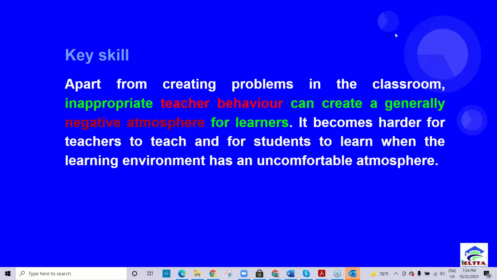The next skill is about the conclusion. Apart from creating problems in the classroom, inappropriate teacher behavior can create a generally negative atmosphere for the learners. It becomes harder for the teacher to teach and for the students to learn when the learning environment has an uncomfortable atmosphere.